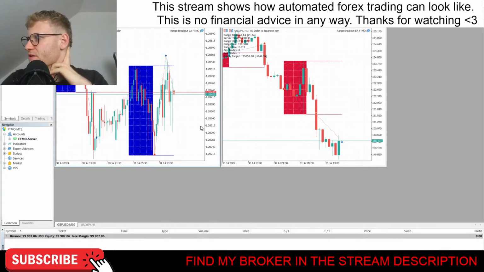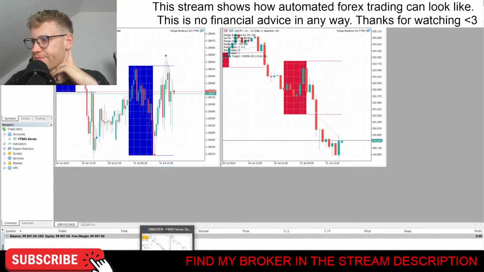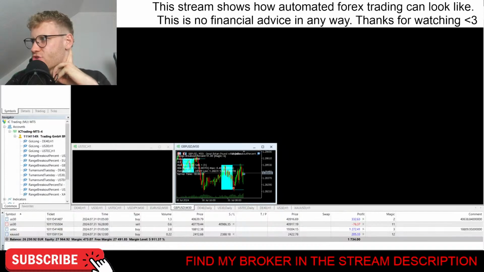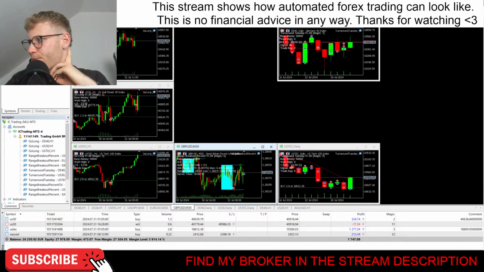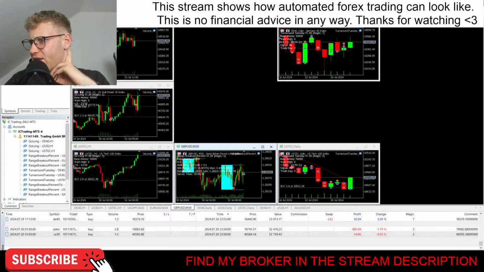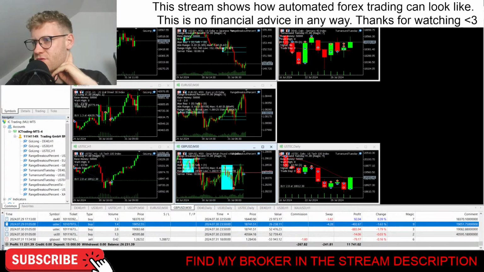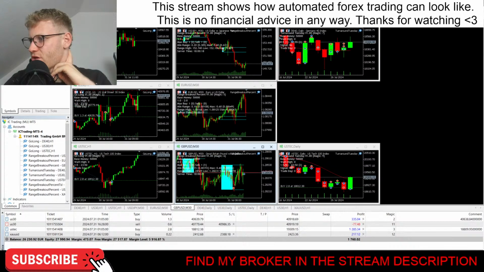So yeah, there it is. You can see here the positions are closed. Also here. And here the GPS dollar is closed with a loss of, I think, like 60 or 70. Oh, 70, 80. 80 euro lost in GPS dollar.